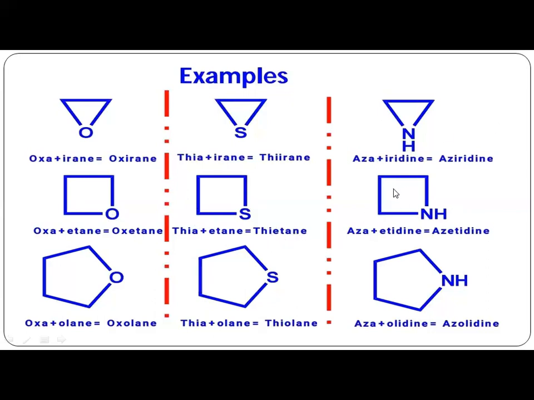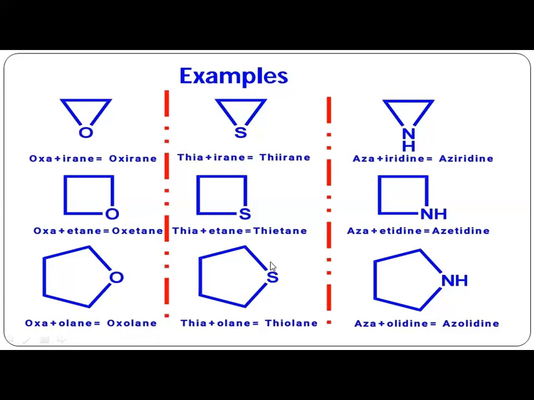After that, next one is again a 4-membered saturated ring containing one heteroatom, which is nitrogen. So we are going to use aza and etidine as a suffix. So we will get azetidine. Okay. Next one, let's see about a 5-membered saturated ring. Again, all are 5-membered saturated rings, containing first oxygen as heteroatom. It will be oxa-olane, so its name will be oxolane.